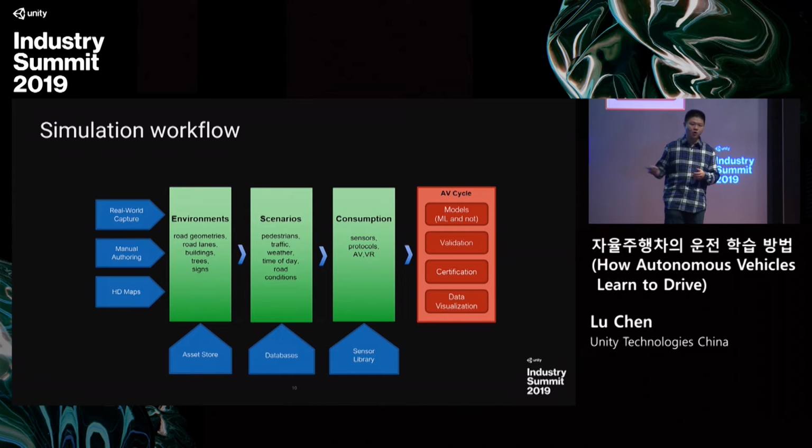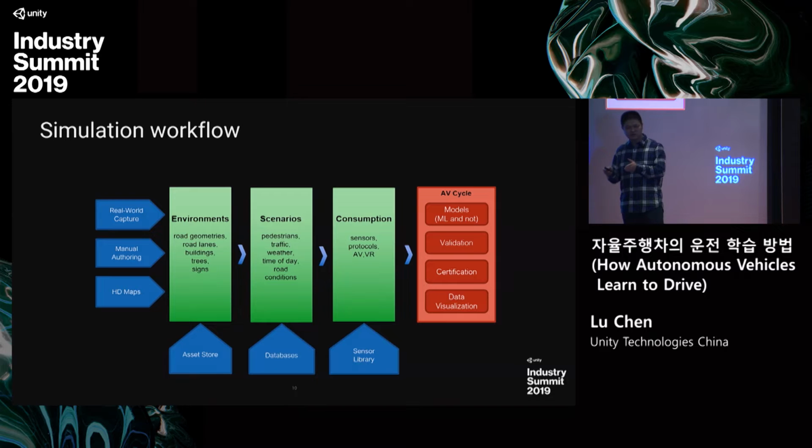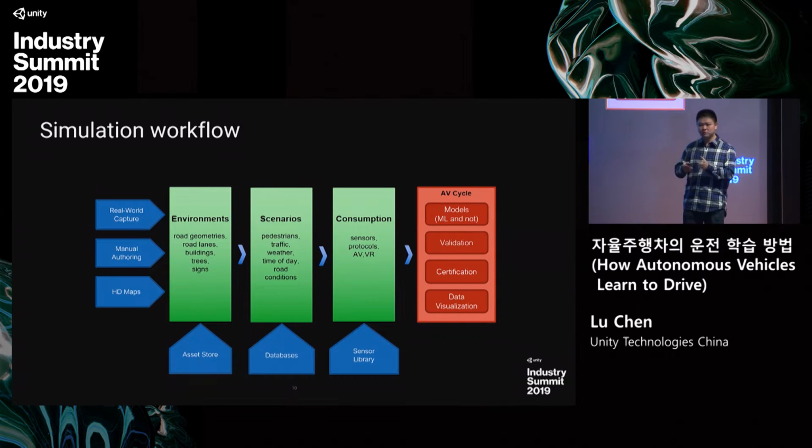After you have the virtual world, we still need something to consume the content. So we need sensor models to generate the sensor data from this world: camera signals, LiDAR. This data will be passed to the AV system. And in order to pass it, we also need to implement some protocols to connect to the AV. We can also integrate AR and VR for visualization.